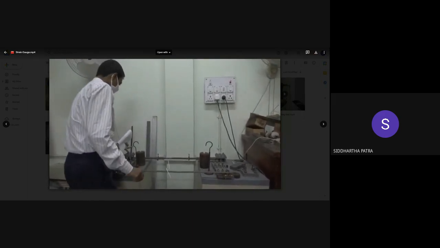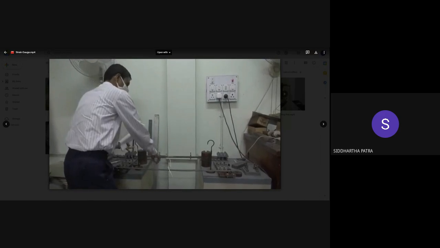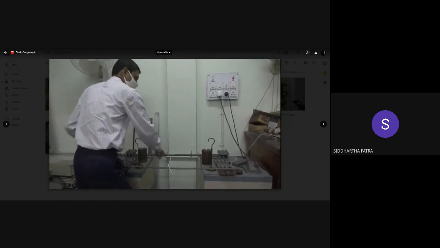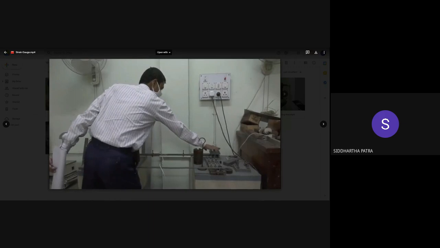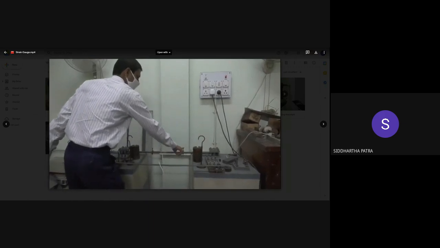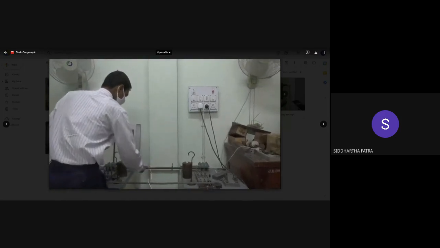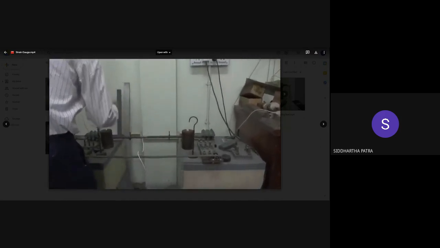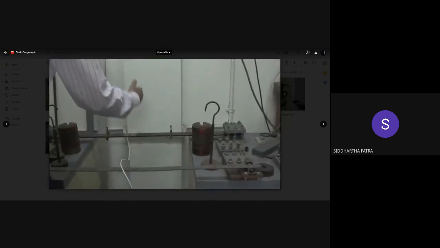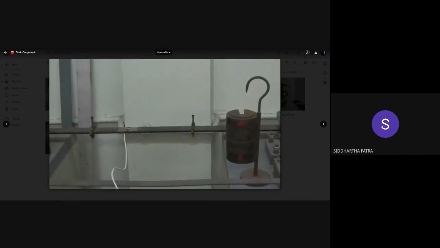So the distance from this support to its nearest loading point and the corresponding distance from the other support to its nearest loading point are equal. At the same time, these two are symmetrically placed with respect to the midpoint of the beam, the mid-plane of the beam.